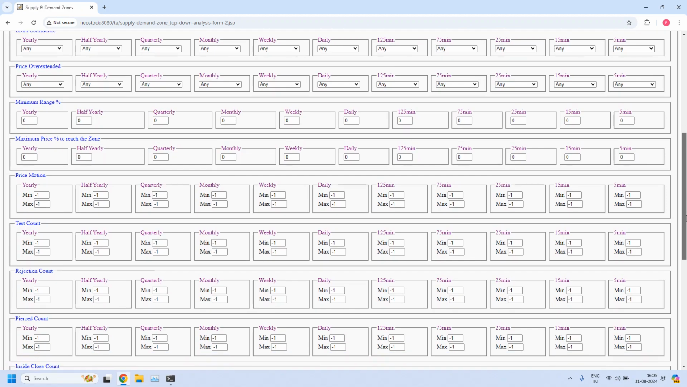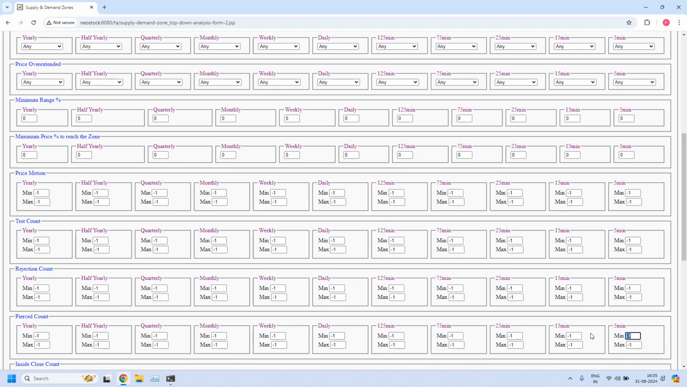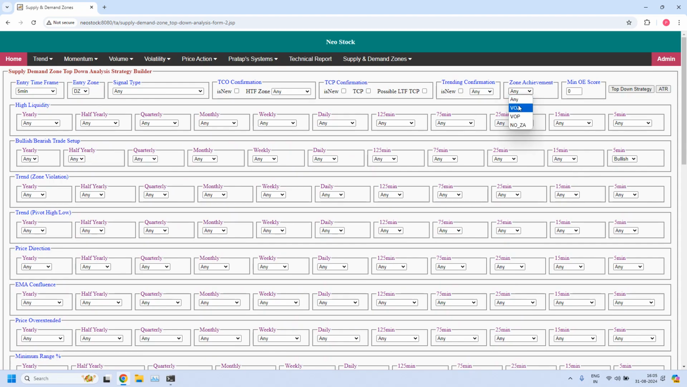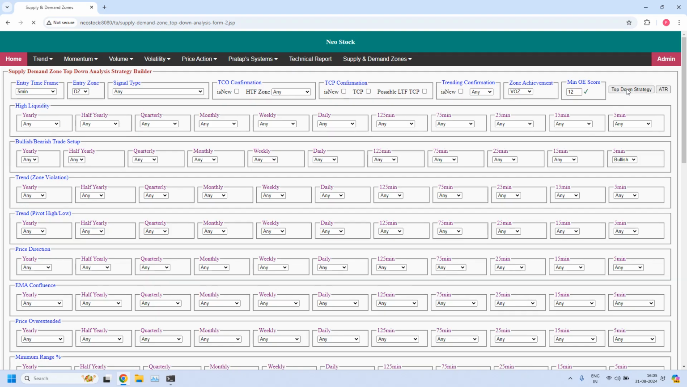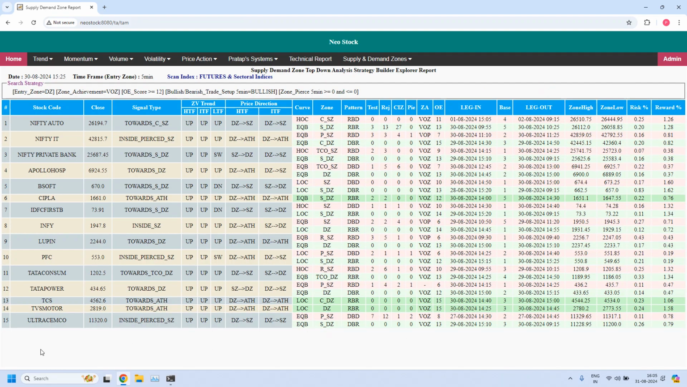So in the pierced count in 5 minutes time frame, minimum value is 0, maximum value is 0. Zone achievement is violated, opposing zone. Minimum odd enhancer score should be 12. All the 3 filters are applied to 5 minutes demand zone. And now you got 15 stocks are filtered. These 15 stocks are supporting bullish trade setup for hourly income trade.